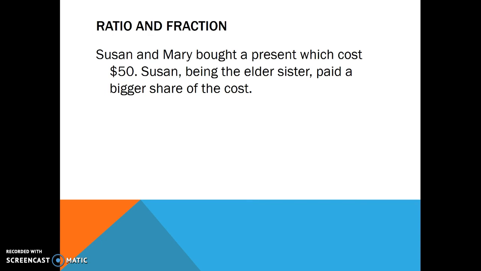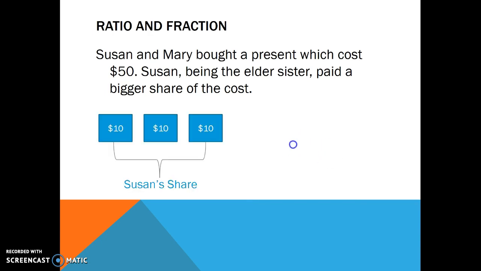Okay, we have Susan and Mary bought a present which cost $50. Susan, being the elder sister, paid a bigger share of the cost. We're going to take a look at Susan's share first. Susan paid 3 units of $10. You guys, I'm sure, can look at that in front of you and see right away that Susan paid $30. But we have split that up into units of $10 and she paid 3 of them. Mary, being the younger, paid 2 units of $10. Okay, so can we all see that all of those units together equal $50? Susan has 3 units of 10 and Mary has 2 units of 10.